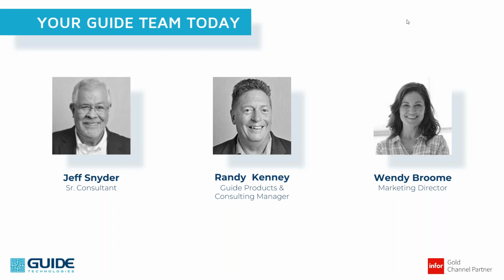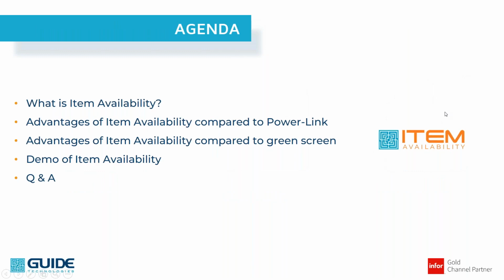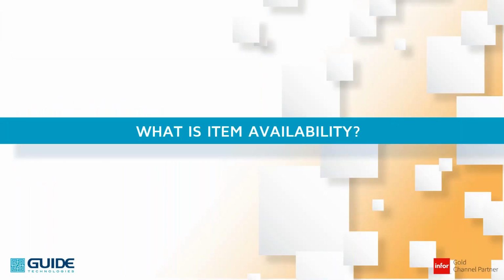And today's webinar, just to quickly review the agenda, we are going to walk through what exactly item availability is. It is a Guide developed product specifically for XA. And then Jeff will review the advantages of item availability compared to PowerLink and then compared to green screen. And then we will share with you a live demo of item availability and leave some time at the end for Q&A.